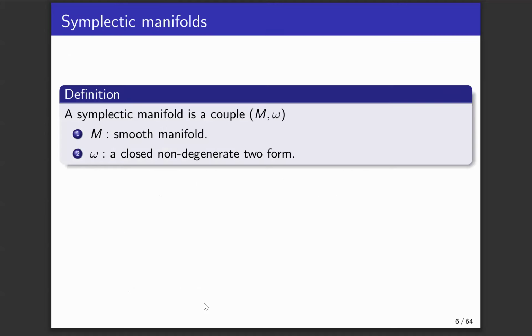Okay, then let's start with the first essential ingredient in our theory, symplectic manifolds. So what do we mean by a symplectic manifold? A symplectic manifold is a couple (M, omega), where M is a smooth manifold and omega is a closed non-degenerate two-form. And the basic example of symplectic manifolds is R^2n.